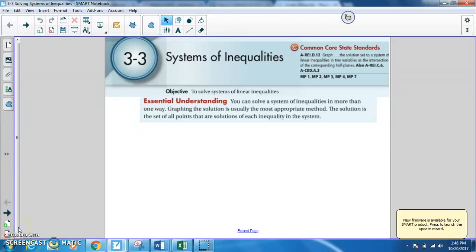Hey guys, today we're going to do systems of inequalities. Our objective will be to solve a system of linear inequalities. And the essential understanding: you can solve a system of inequalities in more than one way. Graphing the solution is usually the most appropriate method. The solution is the set of all points that are solutions of each inequality in the system.